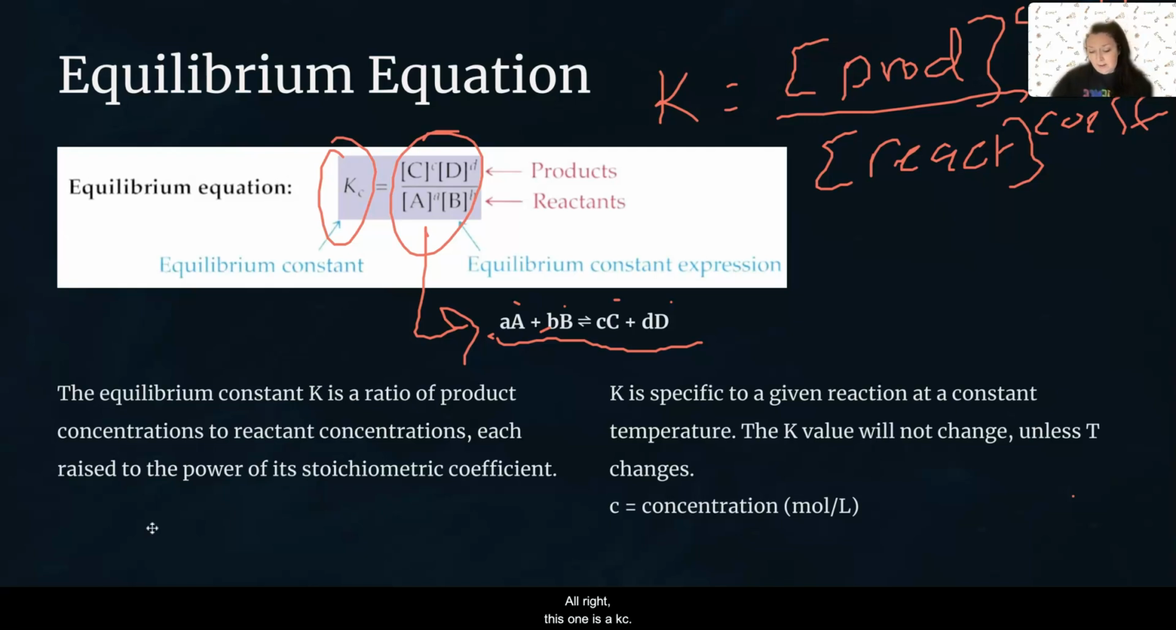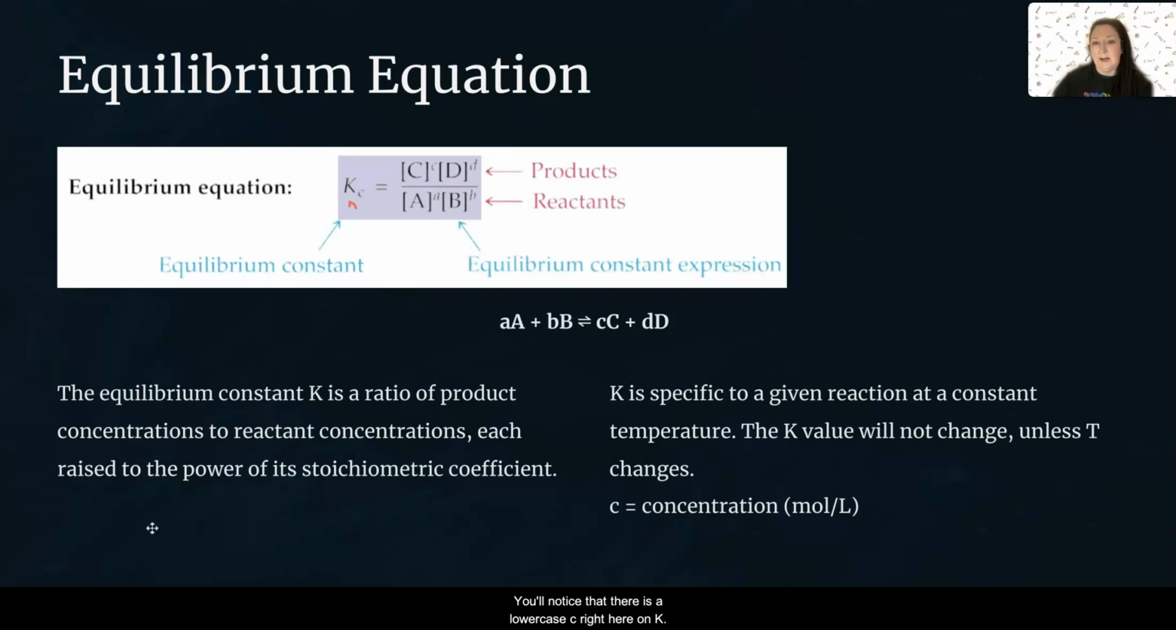All right, this one is a Kc. You'll notice that there is a lowercase c right here on K. That's probably the most common K that we have. There's actually a lot of Ks. And just be careful. We'll talk a little more about it later, but if they specifically ask you for a Kc, then you write Kc. If they specifically ask you for something called a Kp or a Keq or Ka or Kb, you have to write exactly what they ask you.